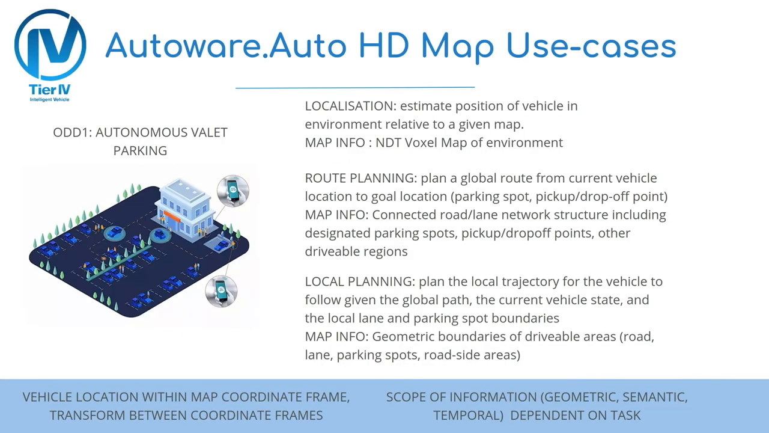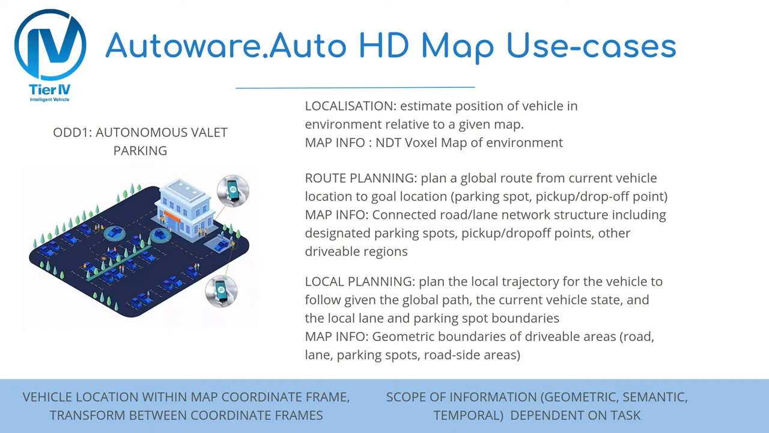By now in this lecture series, you would have heard about the initial target operational design domain for Autoware.Auto, the autonomous valet parking use case. In this use case, the autonomous vehicle must navigate between set pickup drop-off locations and parking spots within a parking lot. With respect to HD map information, this requires the following functionality.